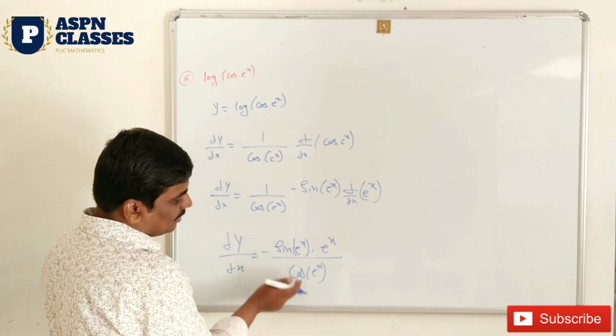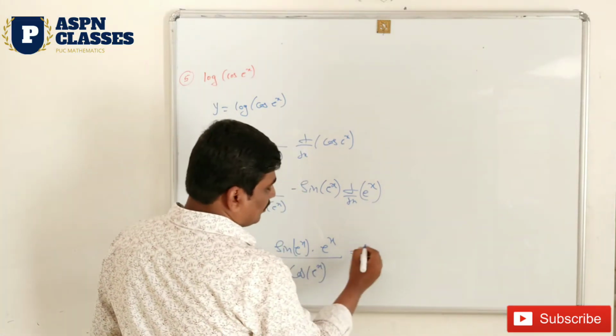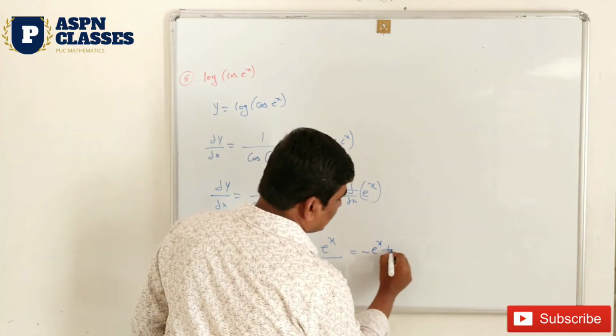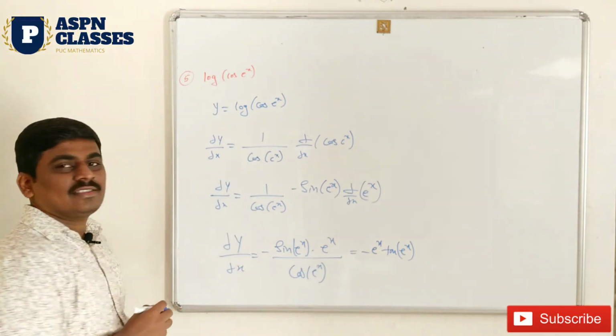May also write here sine by cos, nothing but what is the answer? Tan is the answer, no? Or may also write here, first I am going to write here this minus and e raised to x also. This is sine by cos, it means that result is tan of e raised to x. So this is your last answer.